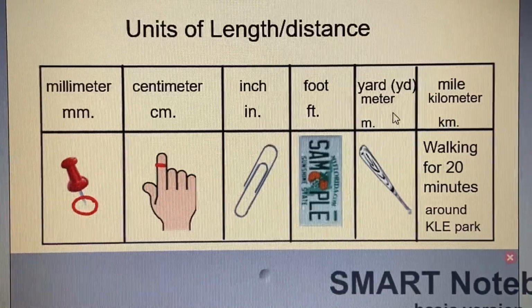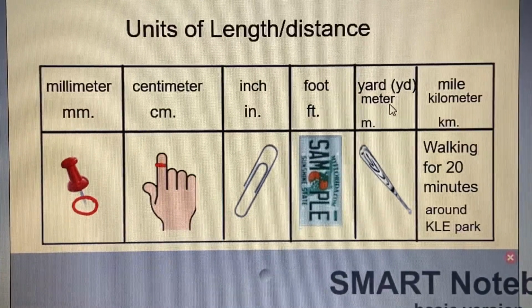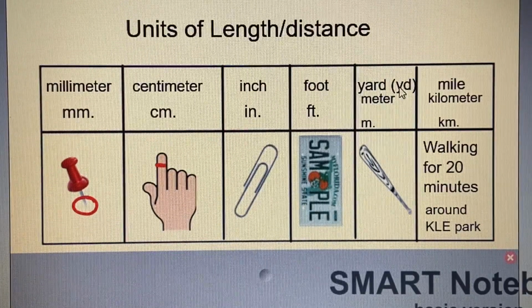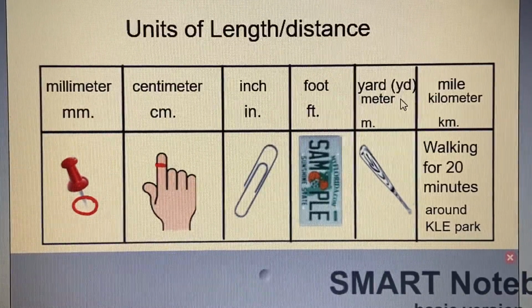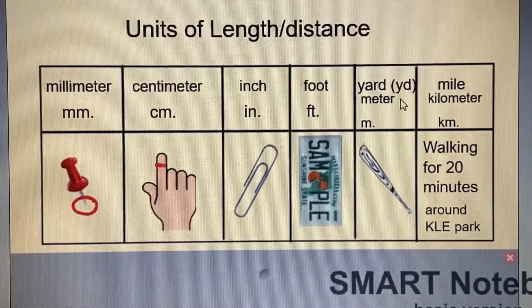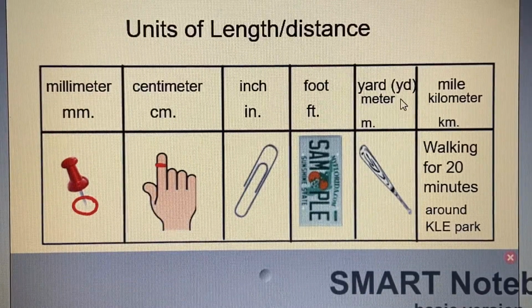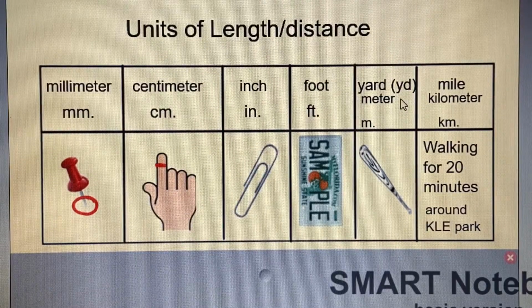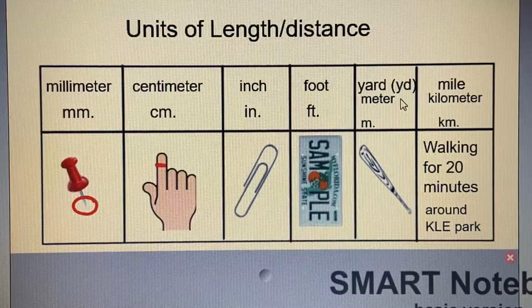Following the foot is the yard. A yard is very close to a meter in length. Yard has the abbreviation YD. It is the customary system, and the meter is just 3 inches longer and it is from the metric system. So if you know the benchmark for a yard, you pretty much know the benchmark for a meter. They're just off by a few inches.